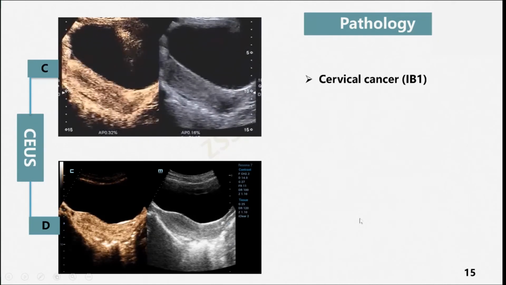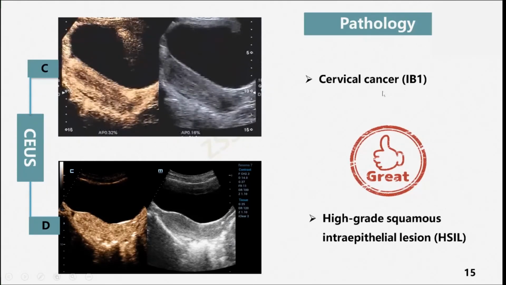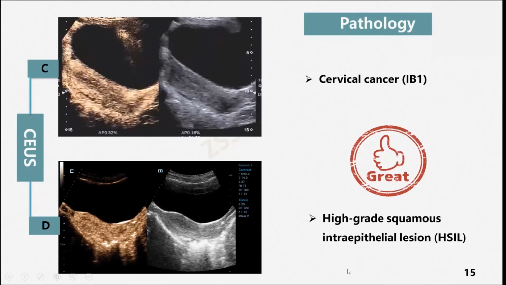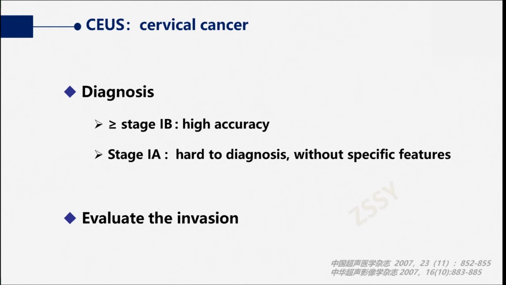Pathology confirmed again the CEUS findings, and case C is a cervical cancer with stage 1, and case D is a high-grade squamous intraepithelial lesion. However, the published study suggested that CEUS can help to find out the lesion larger than stage 1B, but shows no benefit in diagnosing stage 1A.